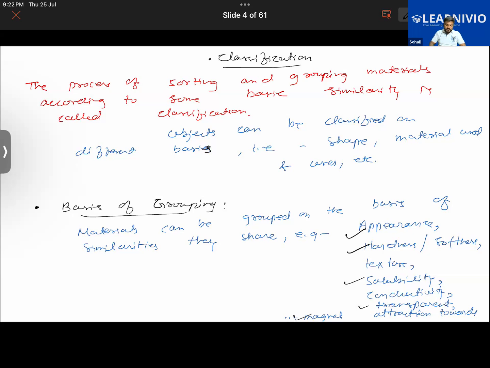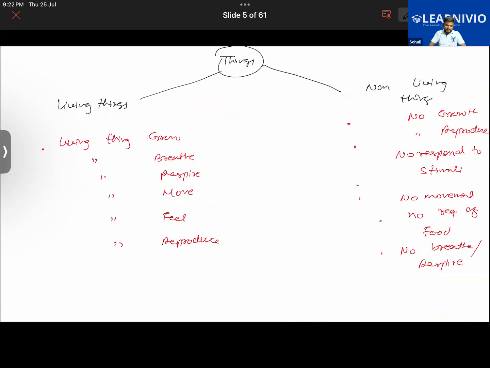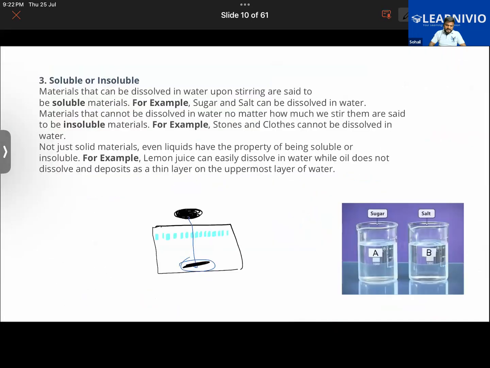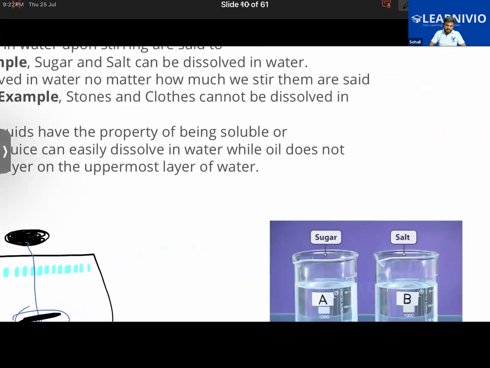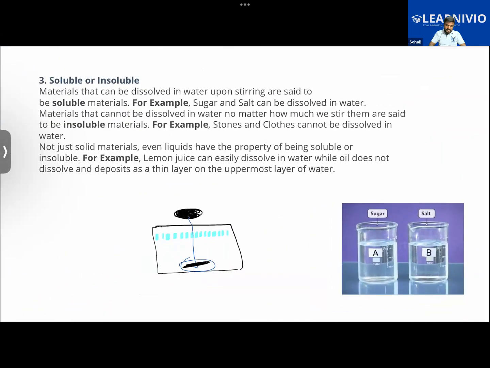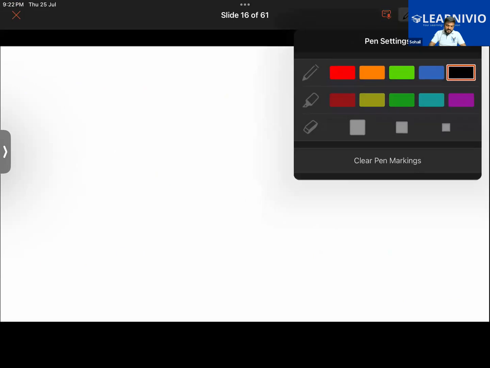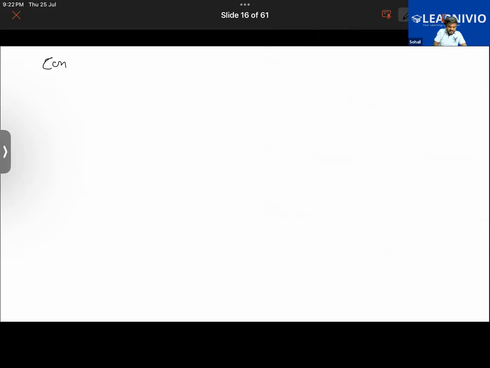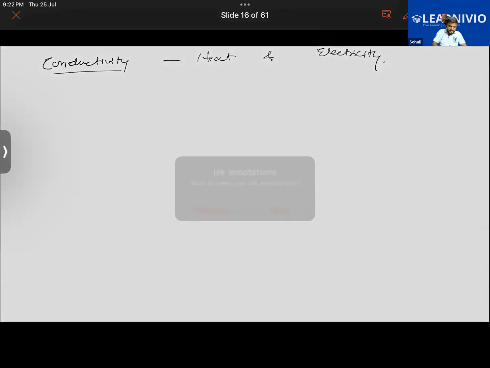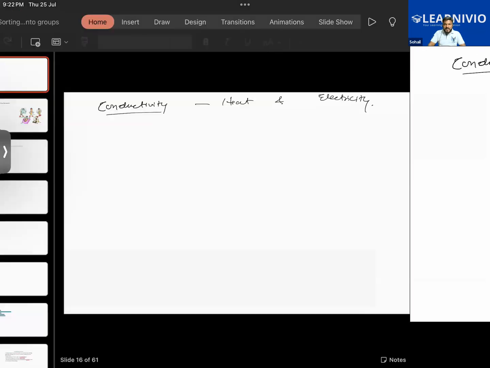Sir, we also finished magnet attraction. Exactly, that one also. So next we have whether they conduct electricity or not, or whether they conduct heat or not. On the basis of conductivity, here we would be talking about heat and electricity.